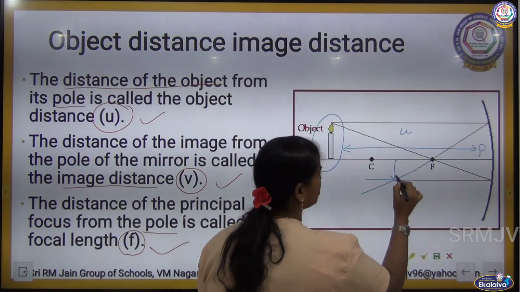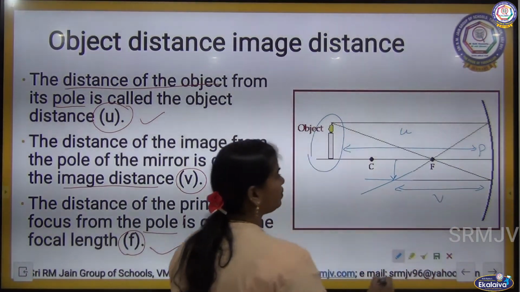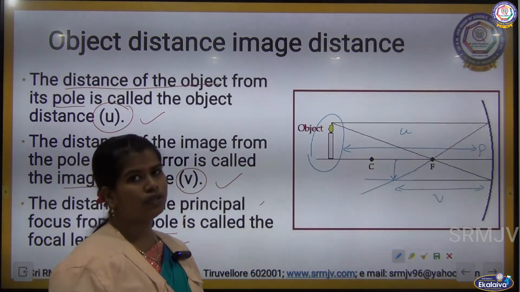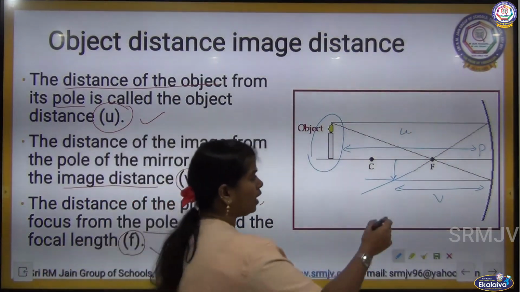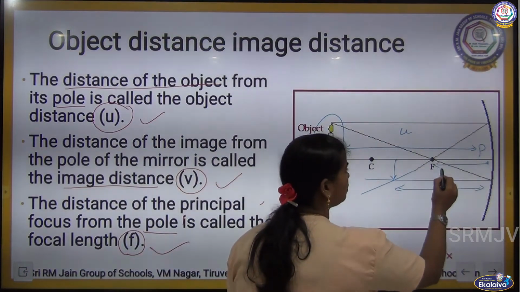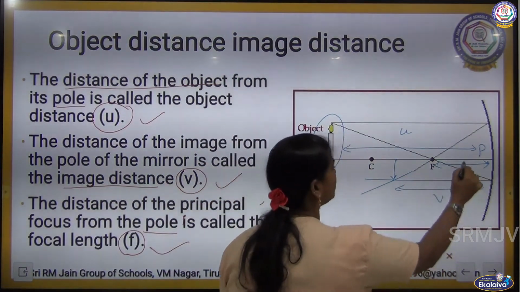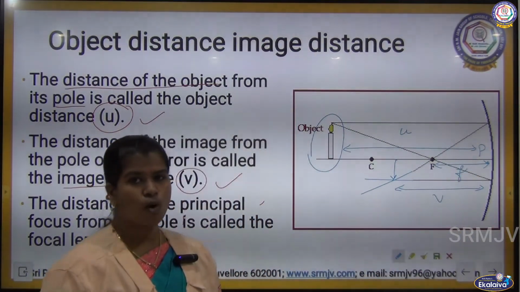Here is the image. This distance we call the image distance, and it is denoted with the small v. And the distance between the pole and the principal focus, we call it the focal length, and it is denoted with the small f.